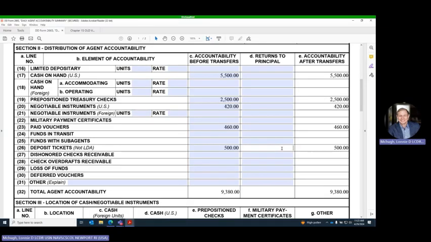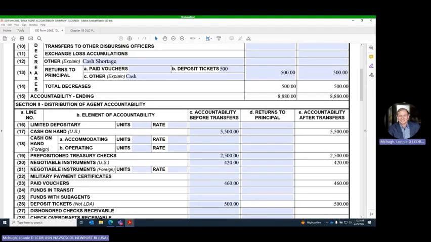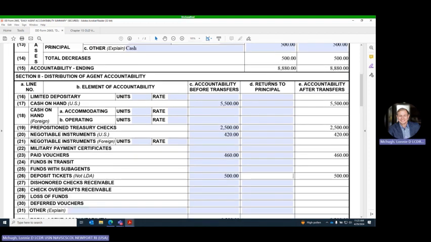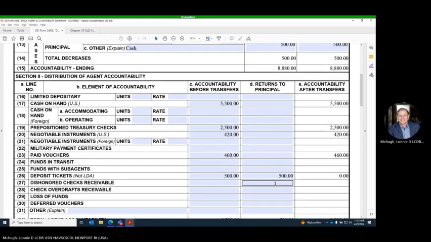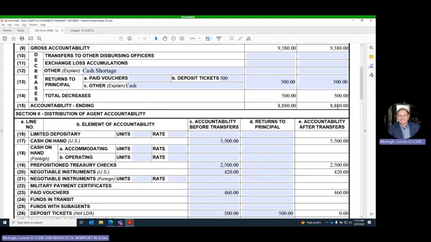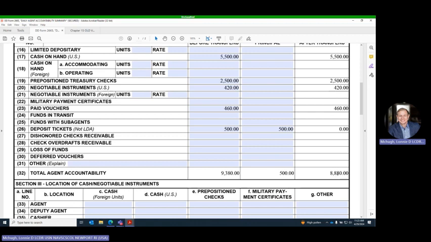And the reason that these don't match is because our line 13 is another balance check. So here on line 13, we've said that we are returning to principal $500, and that's the cumulative amount. So when we do that, we have to add that dollar value here to return to principal. So our line 13 should balance our 32 Delta. And that will make our 15 balance to our 32 Echo.